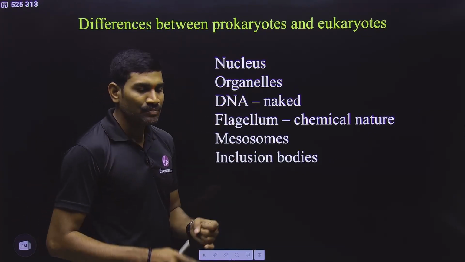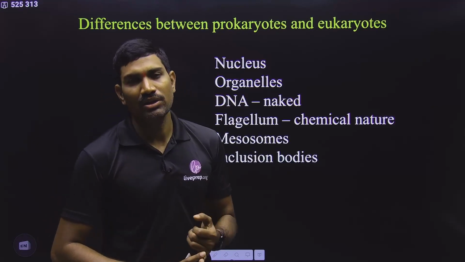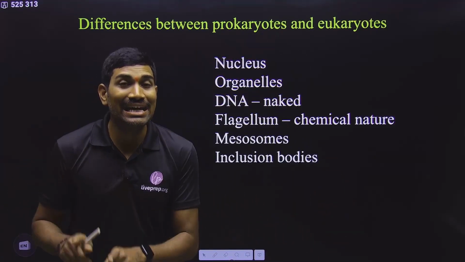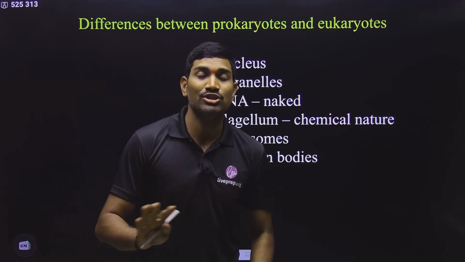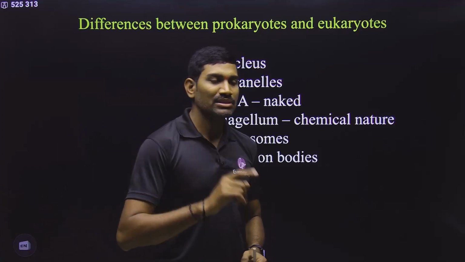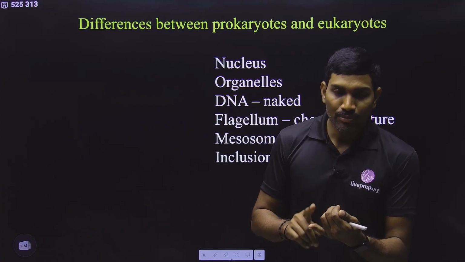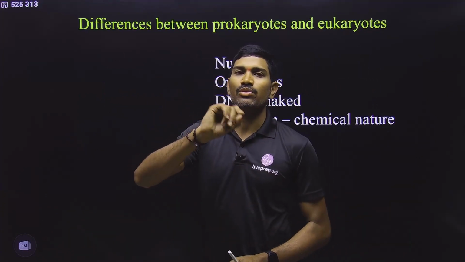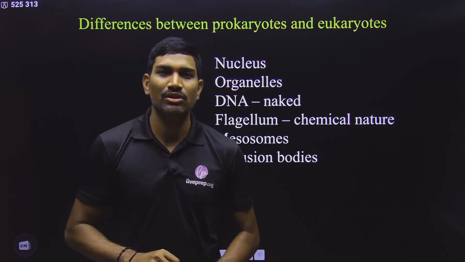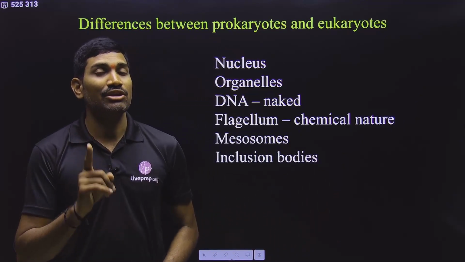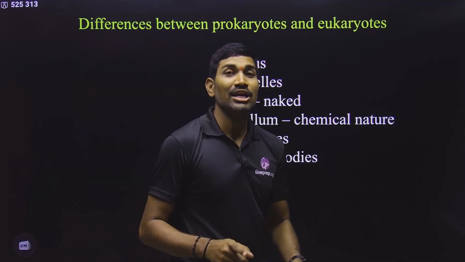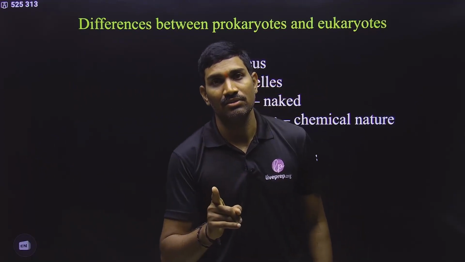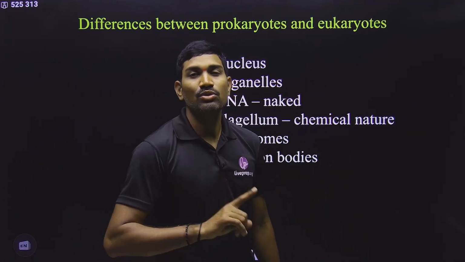Regarding the DNA, in both prokaryotes and eukaryotes DNA is the genetic material, but in prokaryotes DNA is a naked DNA. It is not associated with histone proteins. Please remember, some students make mistakes here. Why is prokaryote DNA naked? Suppose I give an assertion, prokaryote DNA is naked. What is the correct reason? Some students give a wrong answer. Some say that it is not covered with a nuclear membrane, that's why it is naked. That is a wrong answer. It is not with respect to the nuclear membrane.